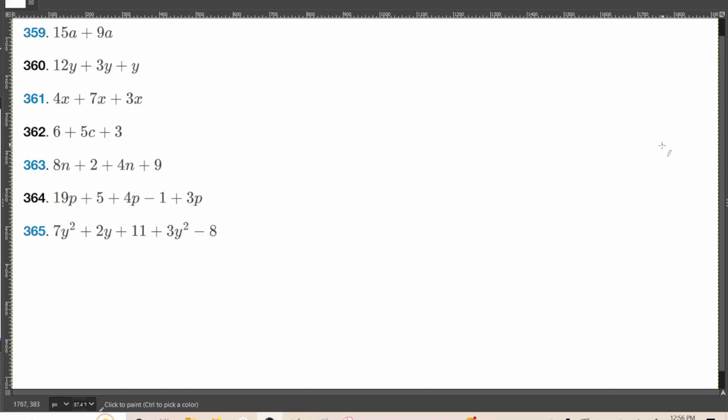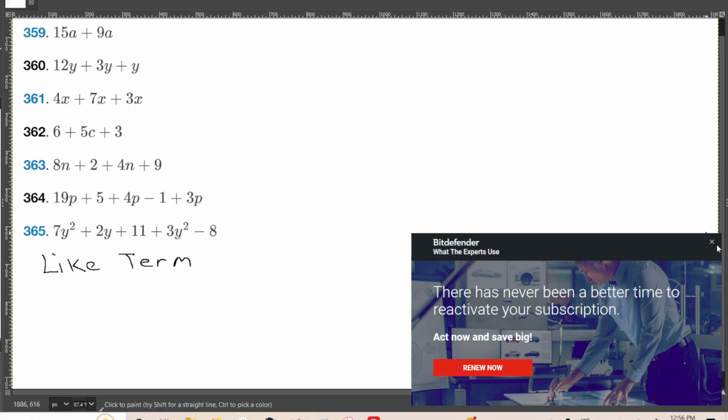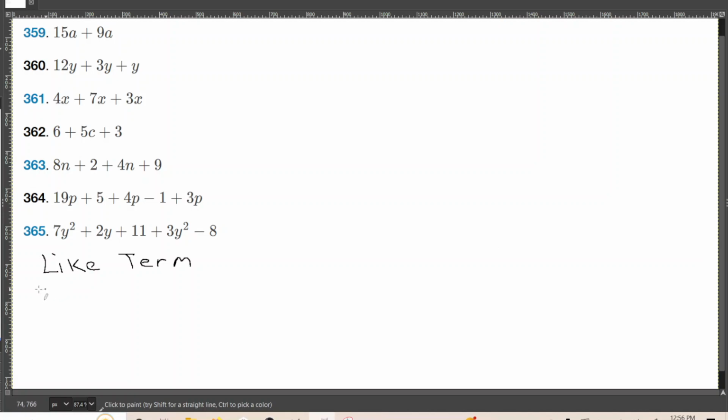So today we're going to go ahead and look at combining like terms. When we're combining like terms, there's a couple of rules we need to really look at. So what is a like term? Well, a like term is something that has the same variable and the same power. We'll go ahead and look at this real quick.